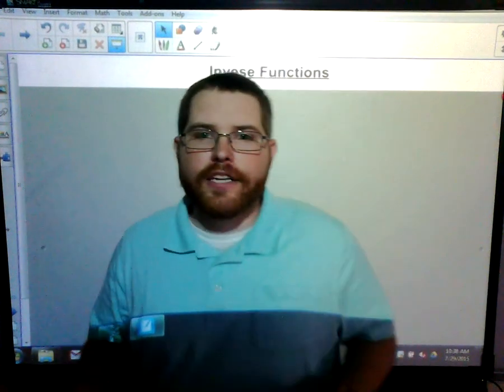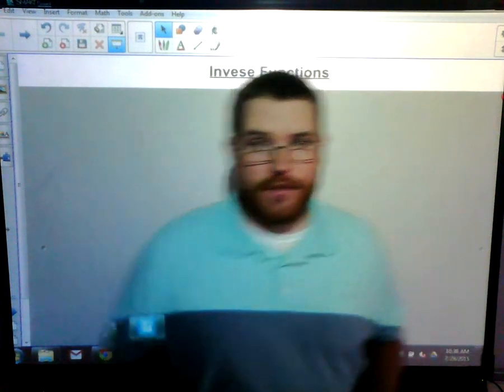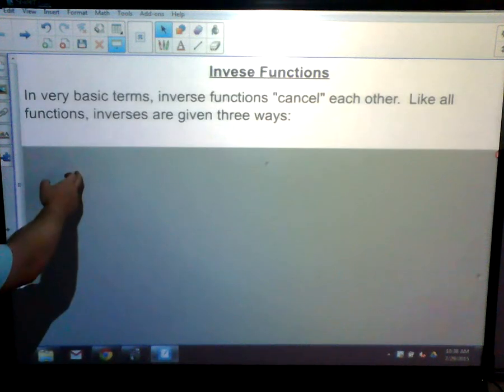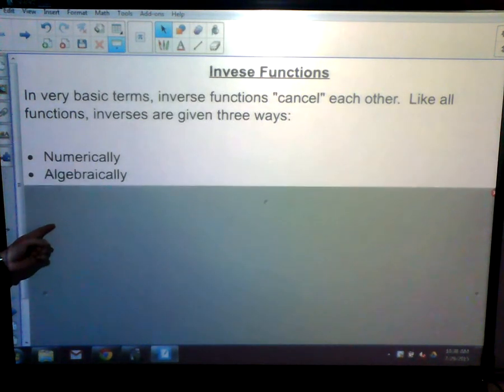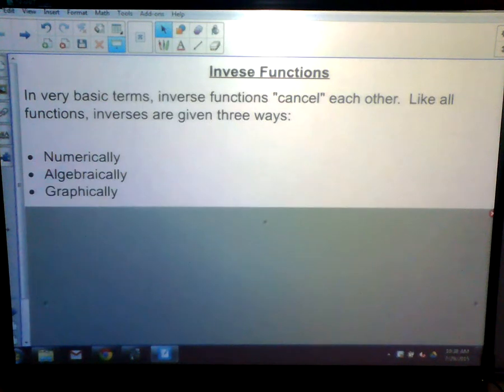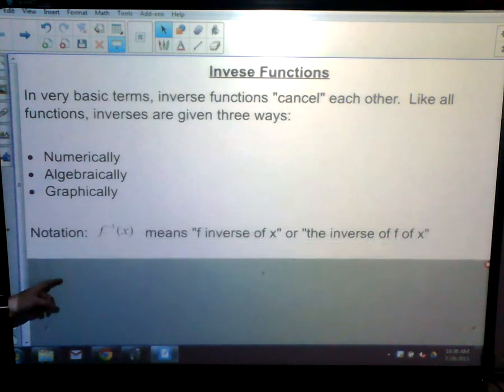Hello everyone, this section is all about inverse functions. So what's an inverse function? In very basic terms, inverse functions cancel each other. Like all functions, inverses are given three ways: numerically, algebraically, and graphically. We're going to talk about all three.